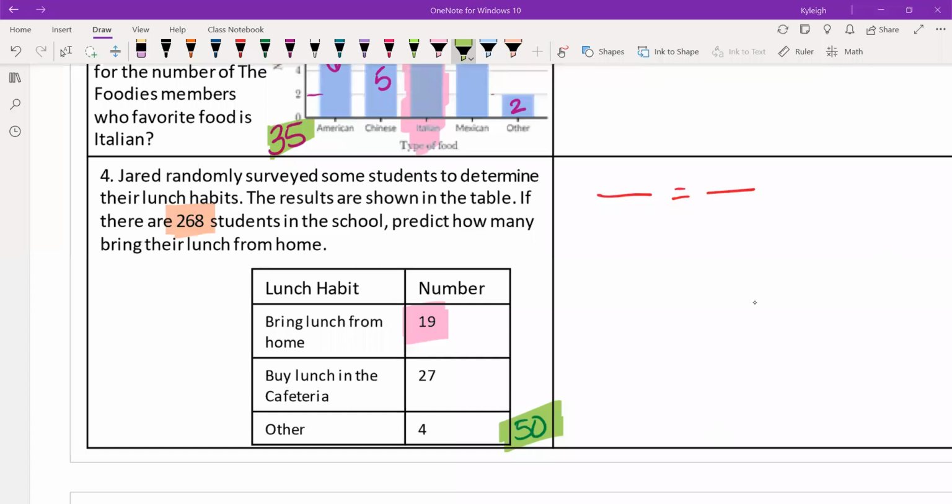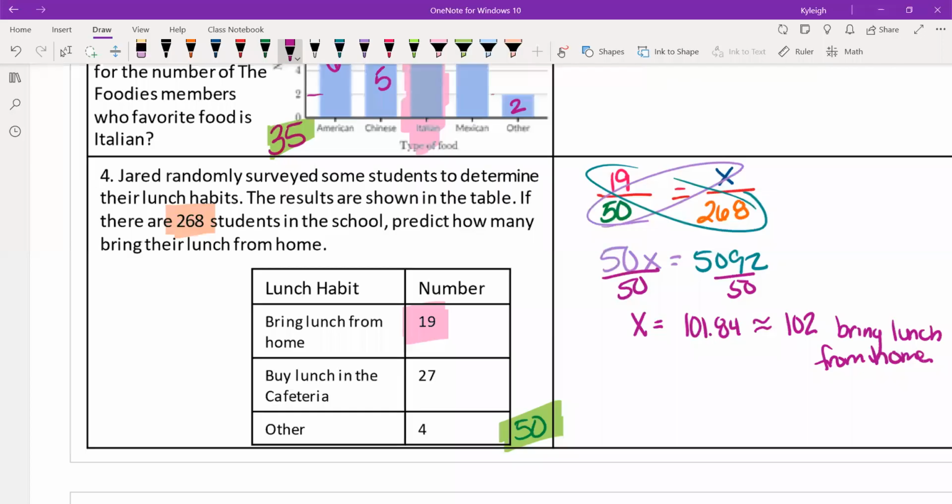Okay, so hopefully you got that there was a total of 50 people surveyed, right? And then we set up a proportion of the people surveyed, 19 brought lunch from home. There was 50 people surveyed. We're finding out how many there are, and there's 268 in total, and now we're solving that proportion. All right, so when you solve, you should have had 102 students bring lunch from home. All right, let me know if you have any questions.